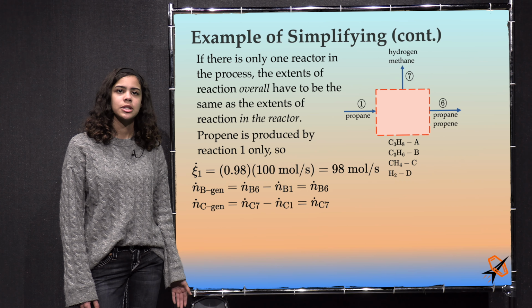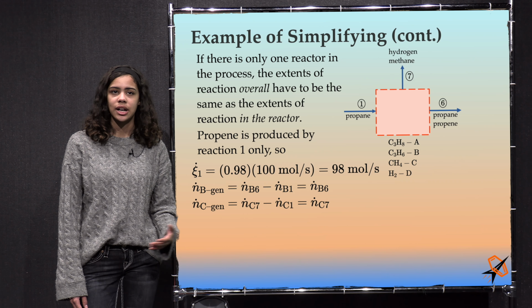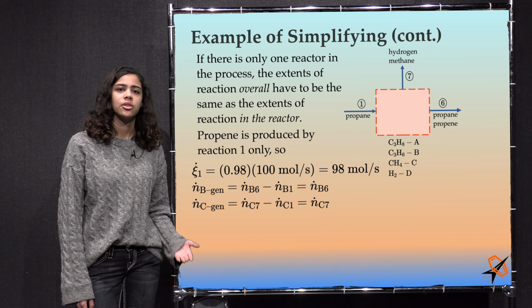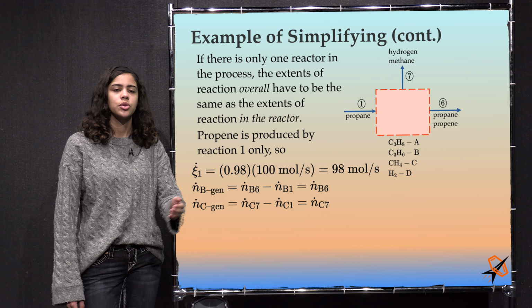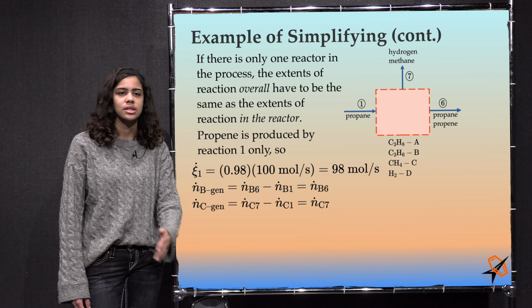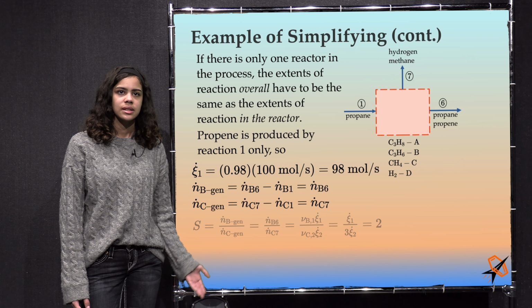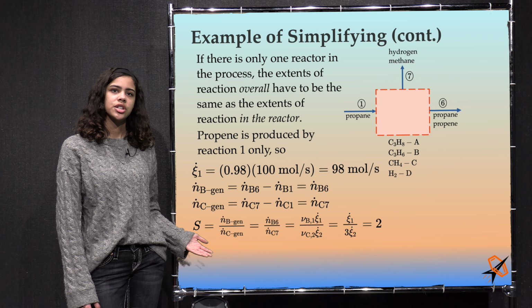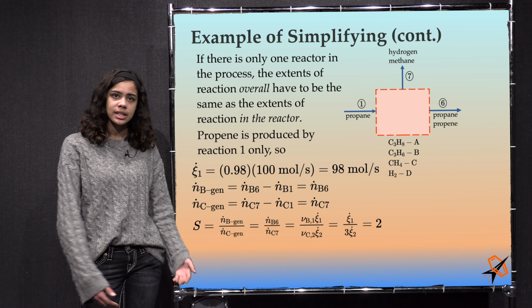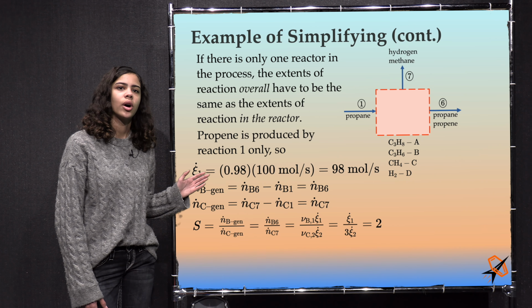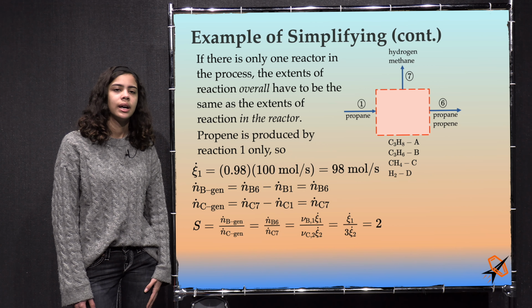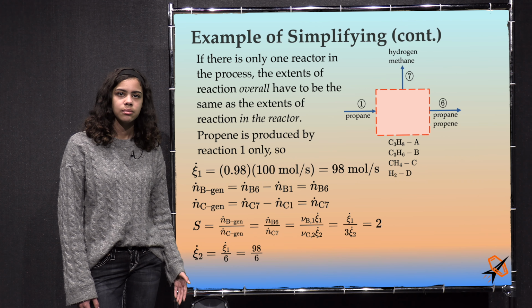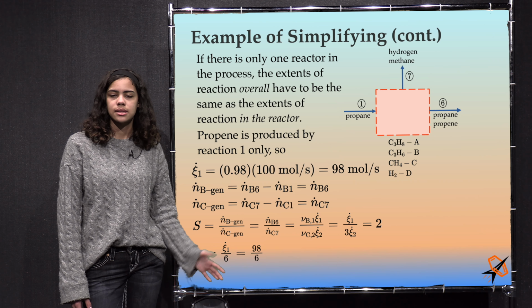Since B only participates in reaction 1 and C in reaction 2, we can say that the generation rates are the respective extents of reaction times the respective stoichiometric coefficients. Thus, the selectivity is the ratio of the generation rates, which is the ratio of the exiting rates, which is extent 1 over 3 times extent 2, which is equal to 2. Since we know extent 1 is 98, then extent 2 equals 98/6.